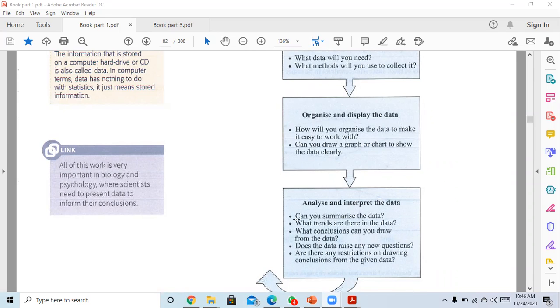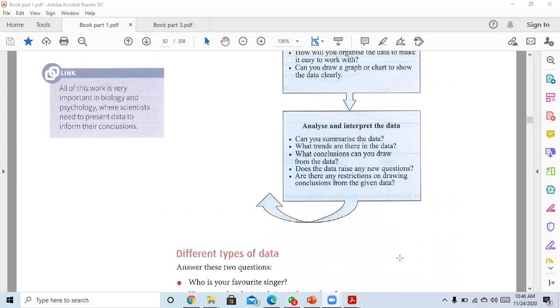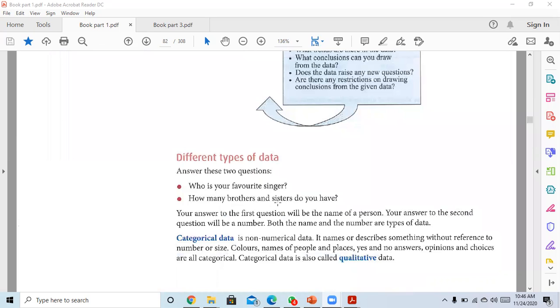Analyze and interpret the data. You can summarize the data: what trend is there in the data, and what conclusion can you draw from the data? Does the data raise any new question, or is there any restriction on drawing the conclusion from the given data? We will discuss the same things. Different types of data answer these two questions.